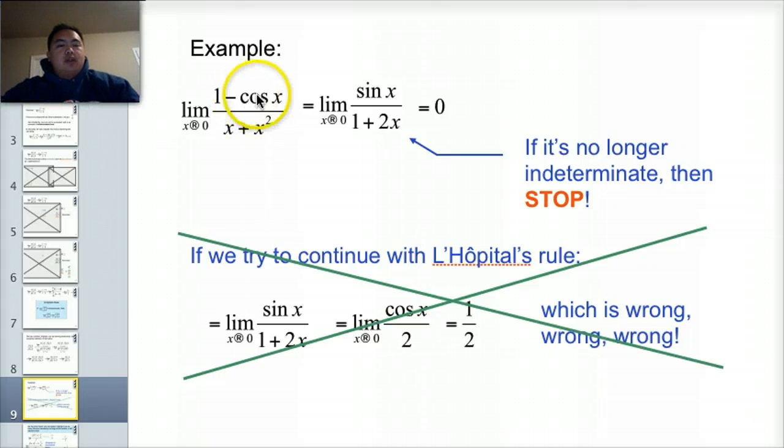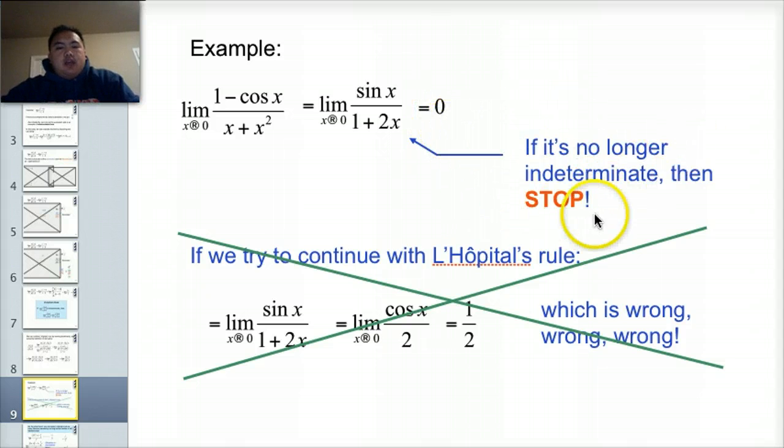Here, the derivative of 1 minus cosine x, you know the derivative of 1 is 0, and the derivative of negative cosine is sine. The derivative of x plus x squared is, the derivative of x is 1, and the derivative of x squared is 2x. Now, when I plug in 0, sine of 0 is 0, and 1 plus 0 is 1. You get 0 over 1, or 0. And I get an answer.